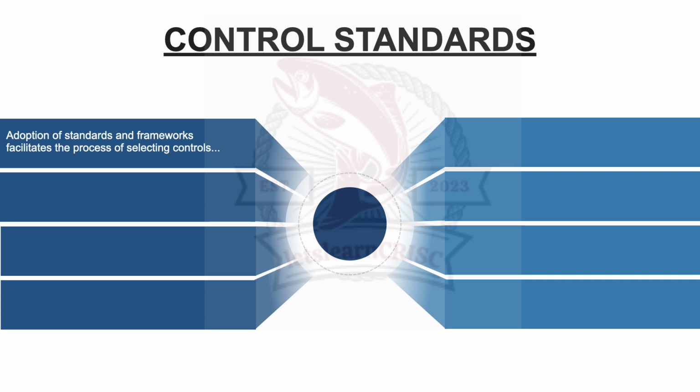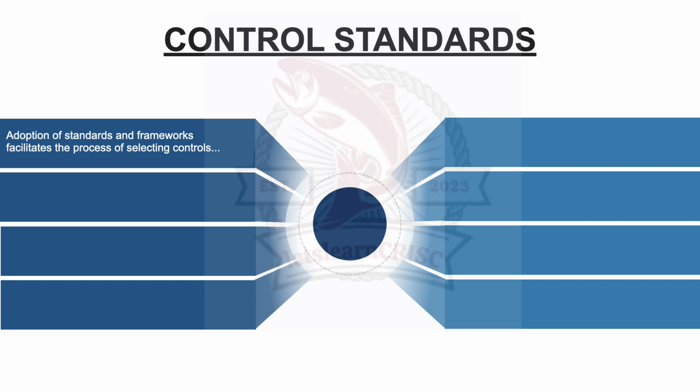Friends, standards and frameworks often provide a structured and widely accepted set of principles or practices for specific domains such as cybersecurity or quality management. Next, it states that it facilitates the process of selecting controls. Friends, the main point here is that by adopting these standards and frameworks, organizations make the process of selecting controls easier.